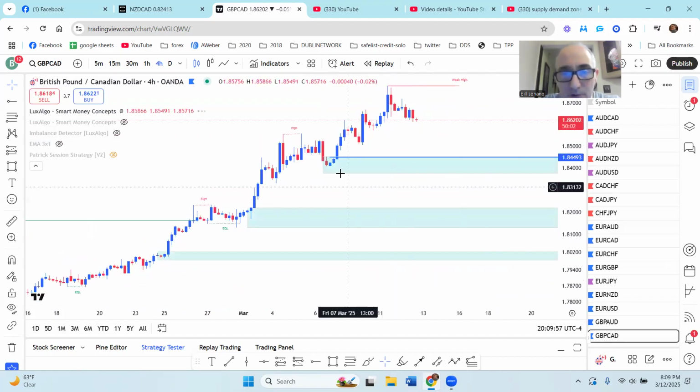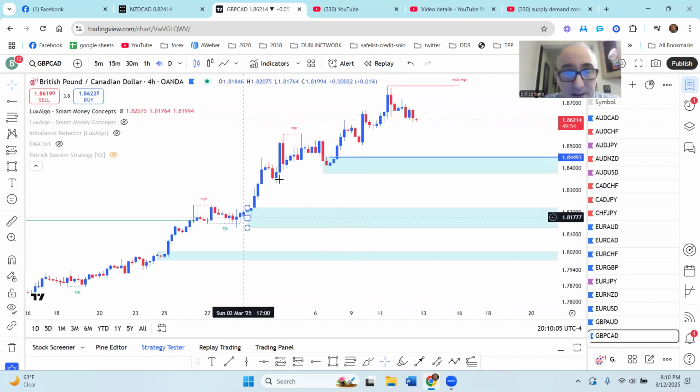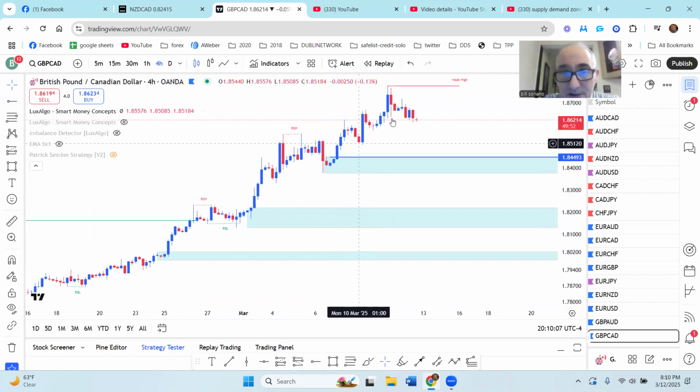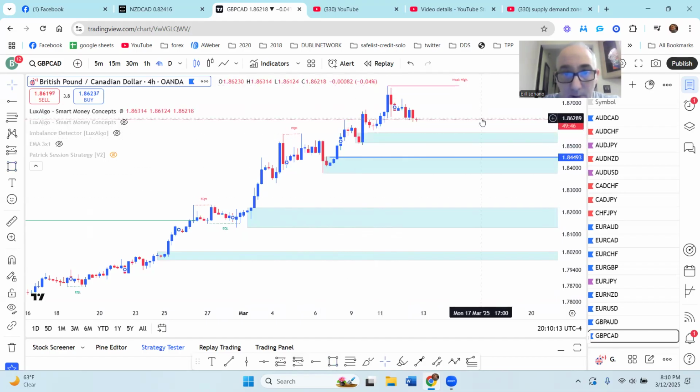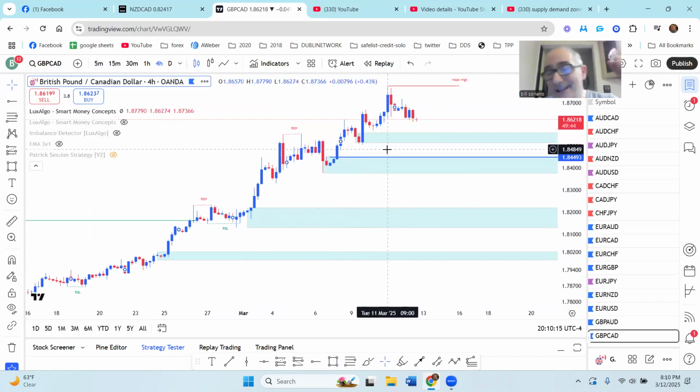GBP CAD is also bullish. And we're looking at this area right here. We do have a demand zone higher up right here. But because of this imbalance down here, more than likely, that's just going to be a trick there, and price is going to move down to this one.